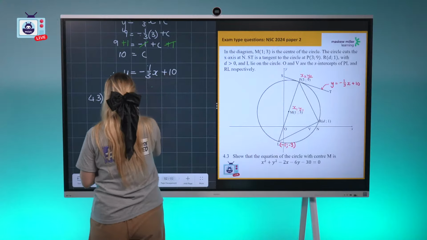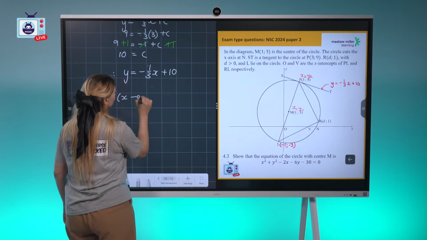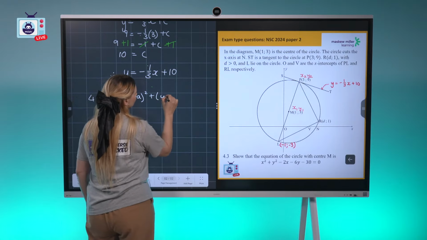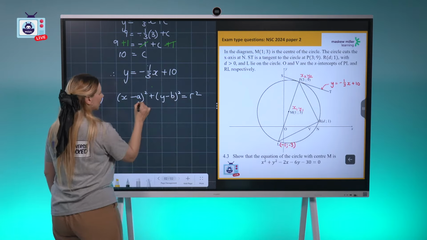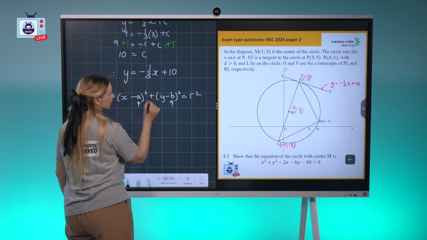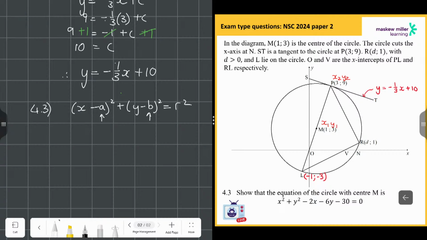So I'm simply going to sub it in to my formula. I'm just going to write it there. So this is your formula. A is going to be the x coordinate of the center, and B is our y coordinate of the center. So x minus 1 would be our A value, and y minus 3 would be our B value. Right, so we've got our equation.